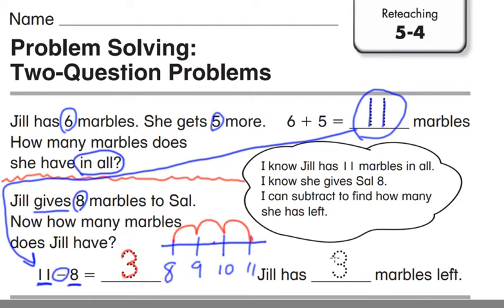Oh, and we can't forget to fill in this part. Jill has how many marbles left? Well, she has 3 marbles left.